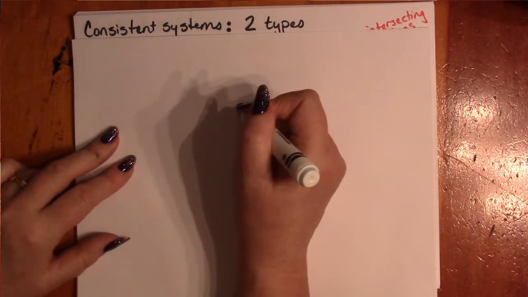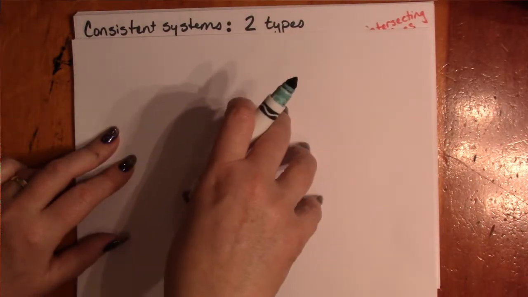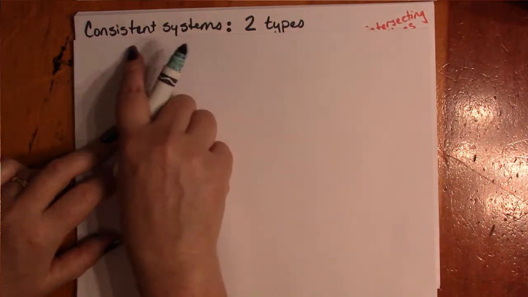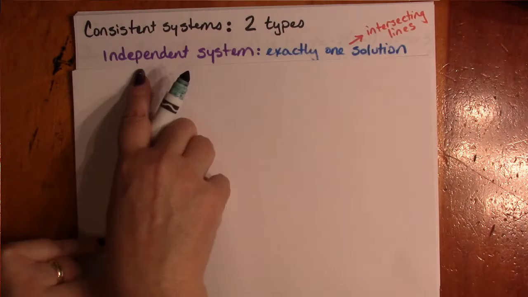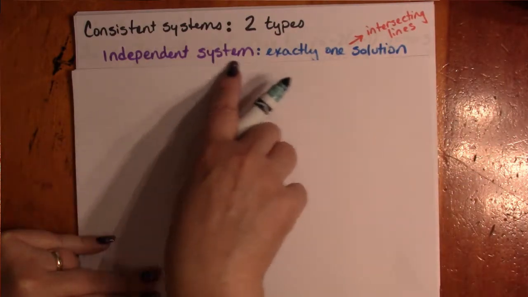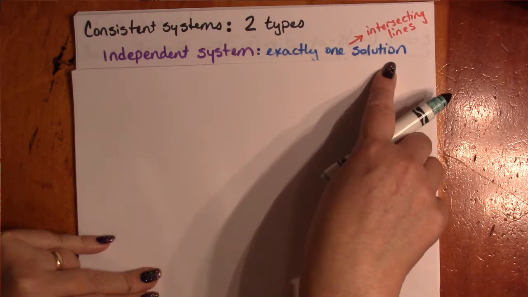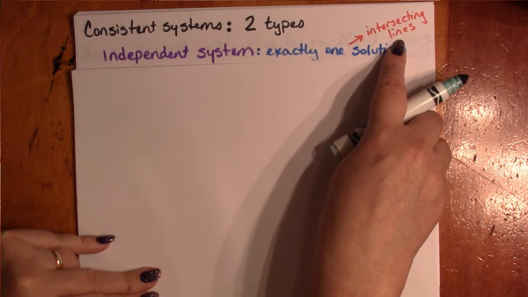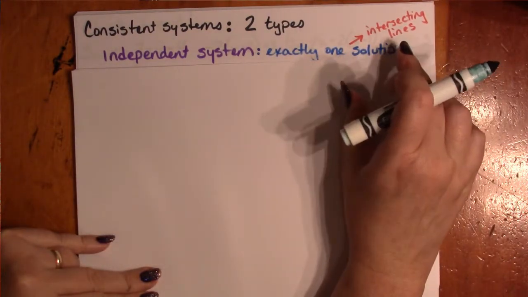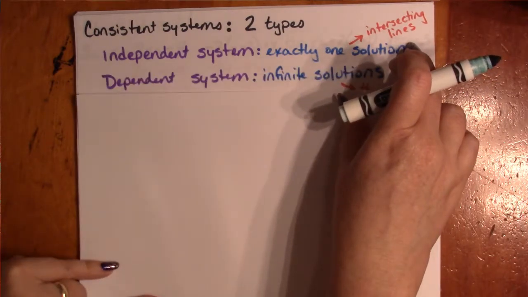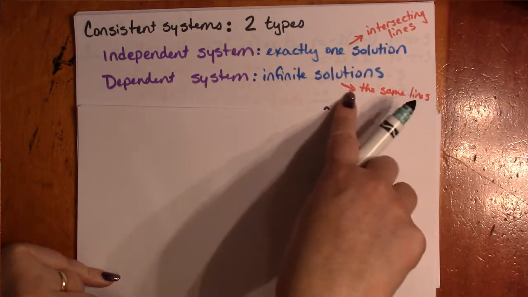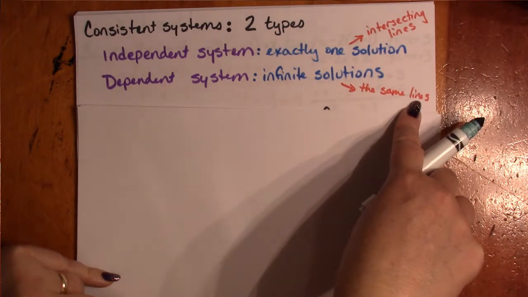So an inconsistent system is when two lines are parallel and they have no points in common. For consistent systems, there are two types. The first one, which sections 1 through 3 were about, is called an independent system, where there's exactly one solution. These are when two different lines intersect at one point, and when you solve the system of equations, you find that one point where they cross. And then we have a dependent system. This is when you have infinite solutions, and mathematically they end up being the same line.